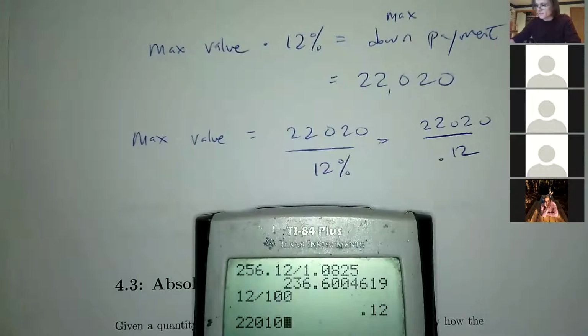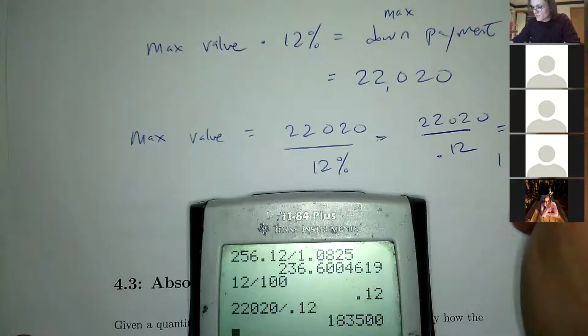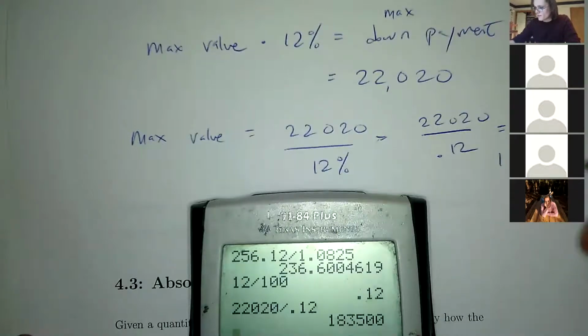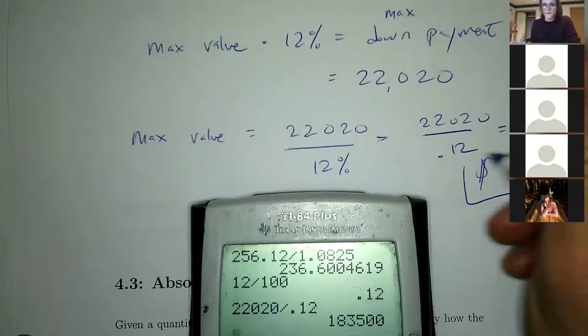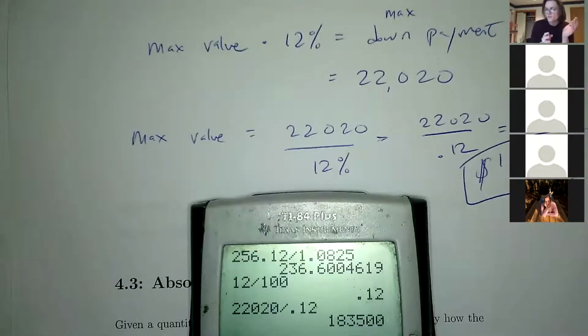184,000. I'll leave it as what it is though. 183500. Right. So that's the most you could spend on a house, assuming you were spending 12% on the down payment.